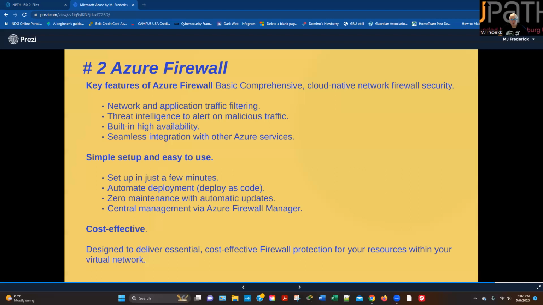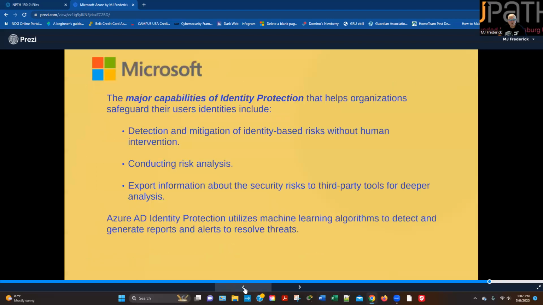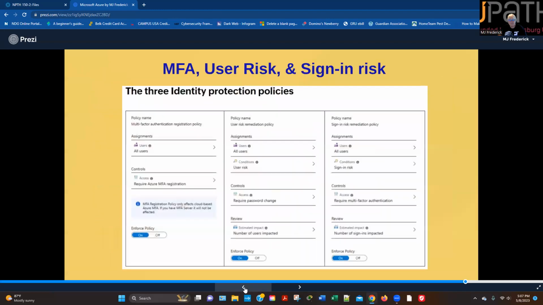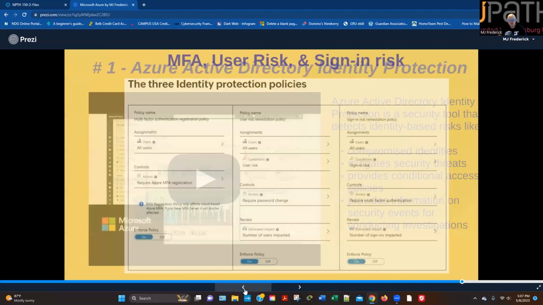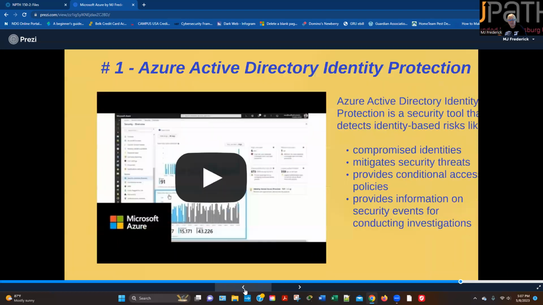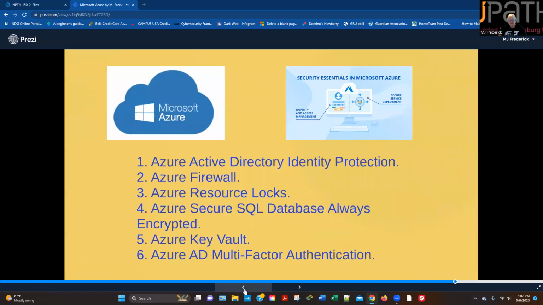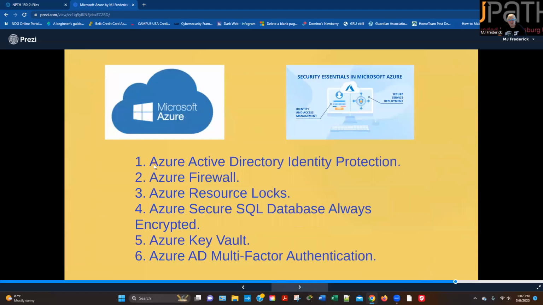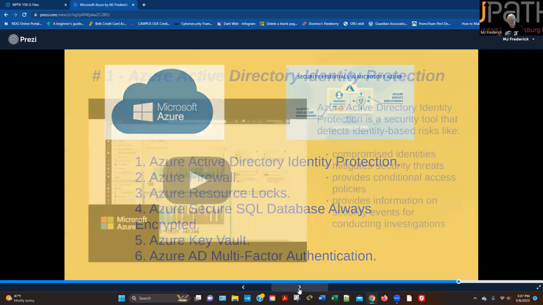Okay, so the second tool. If you'll remember when we went over the first, there are 6 primary tools, covering sign-on, multi-factor, and user risk. These are the top 6, just as a review, and they're listed here. We went over Azure Active Directory Identity Protection. We went over Azure Firewall. We're looking at resource locks and so on. We're going to be getting down to Key Vault and then multi-factor for Active Directory.